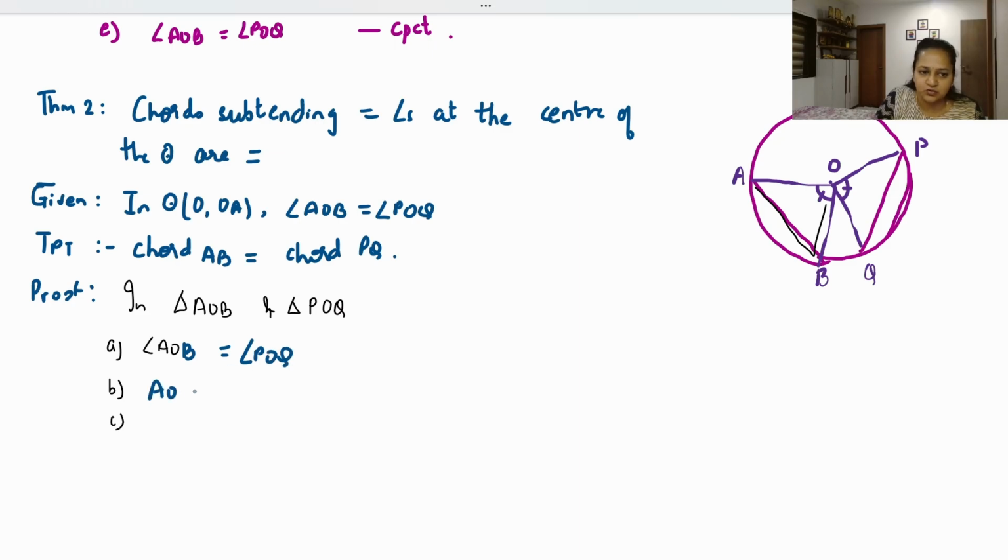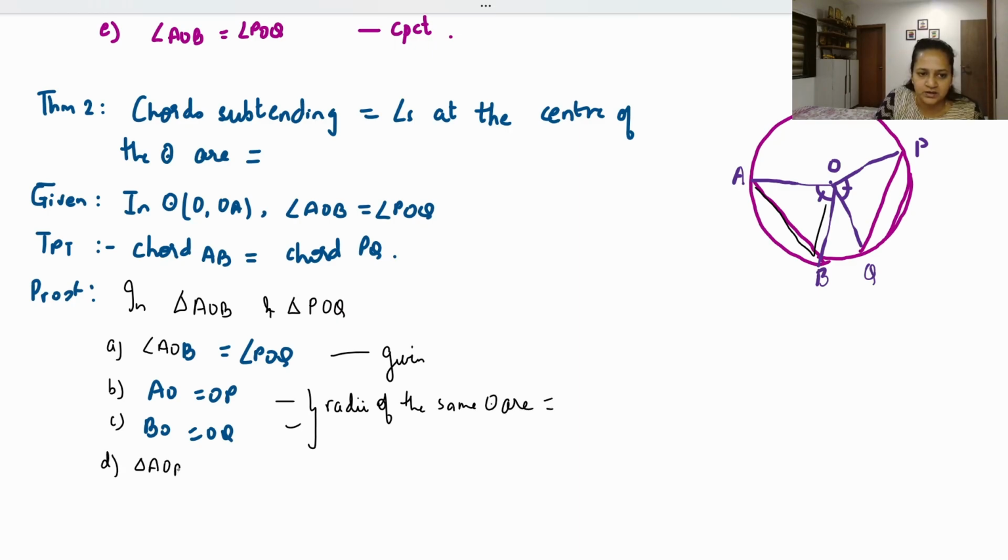Second, again, can we write OA is equal to OP and BO is equal to OQ? Similar reasons we'll write. The first thing, the reason is given. And for the second two, we'll write radii of the same circle are equal. So what do we get? We get triangle AOB is congruent to triangle POQ. By which test? We have AO is equal to OP, this time I've written, and OB is equal to OQ. So we have S, side, angle, side. So we write here SAS test.